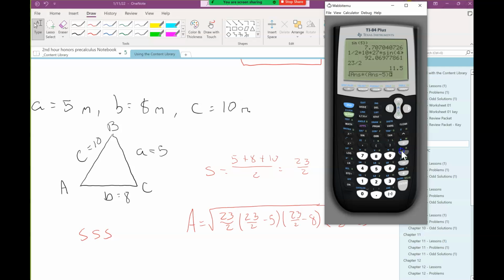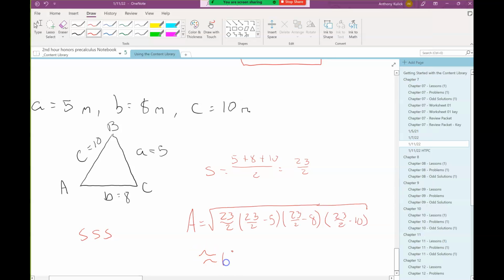And when I type this into the calculator, I'm going to take good advantage of that ANS command. So I'm going to type S in and get the number and then just use that ANS command over and over again, so I don't have to keep typing that number into the calculator a bunch of times. When I do that, I get 19.81. And since units were in meters, that would be square meters, since these are areas.